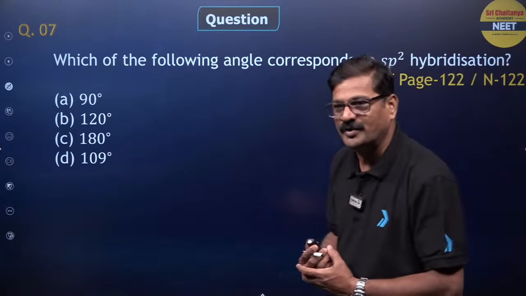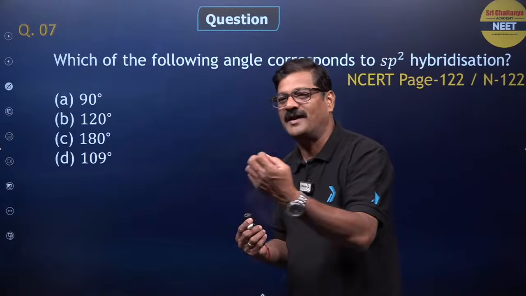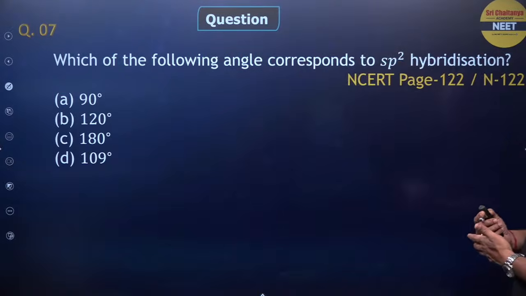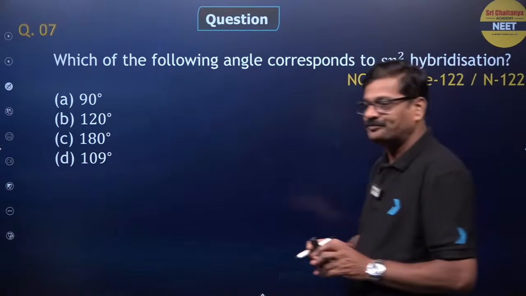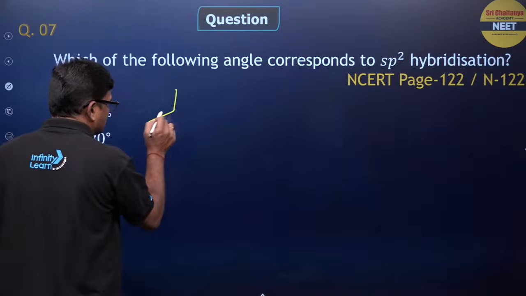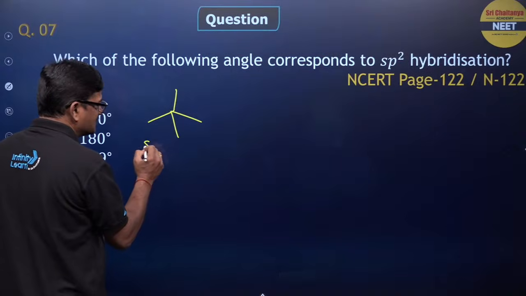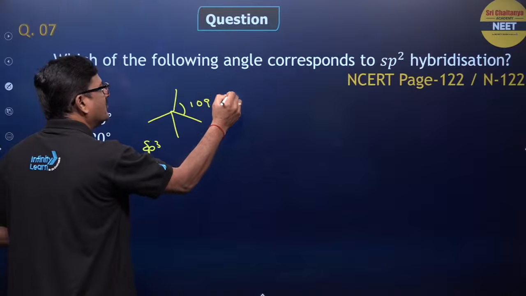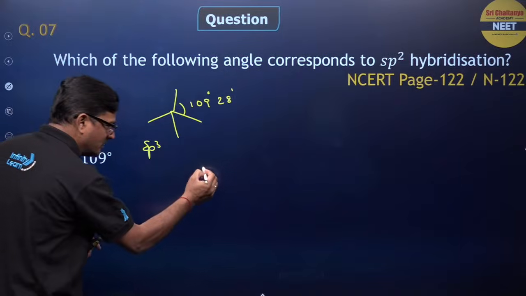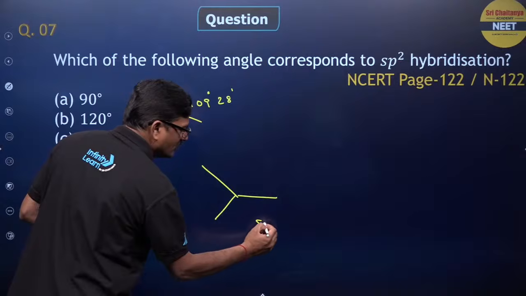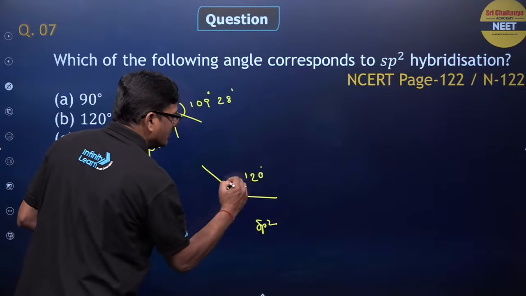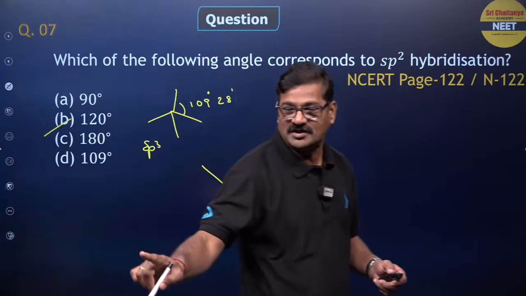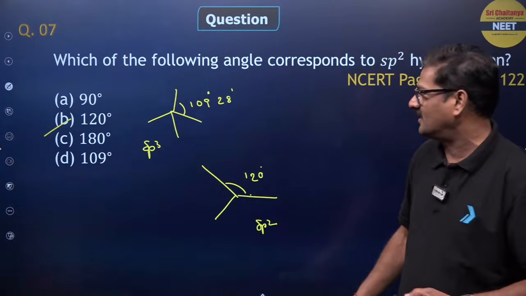Priyanka, if you have any doubt, tell me quickly, and in the chat box please ask doubts. Which of the following angle corresponds to sp2 hybridization? When sp3 comes, it is going to be 109°28'. While sp2, this is sp2 and it is going to be 120 degrees is the angle. I just want to say it is a trigonal planar structure, 120 degrees angle.